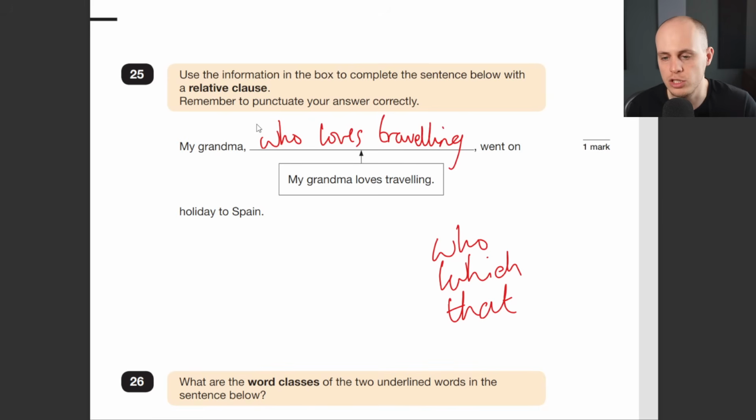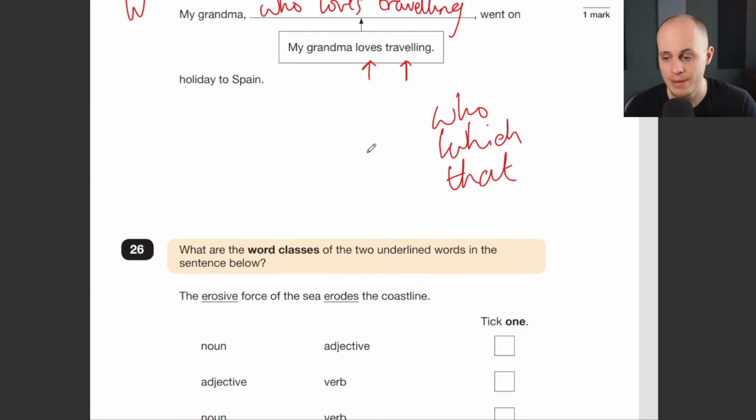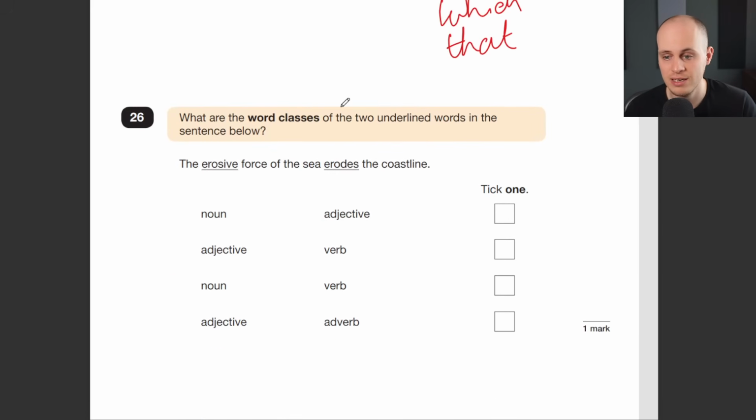Guys, worth noting that you would not get a mark if you started that with a capital W, because it's the middle of a sentence and it is a GPS paper, so you do have to punctuate things correctly. You also wouldn't get a mark if you spelled loves or traveling wrong, because it's right there to copy, and again, it's a GPS paper. The S stands for spelling, so please be aware of those things. The amount of children I've seen over the years that lose marks, they knew that they had the knowledge, but they just didn't punctuate their sentence properly.